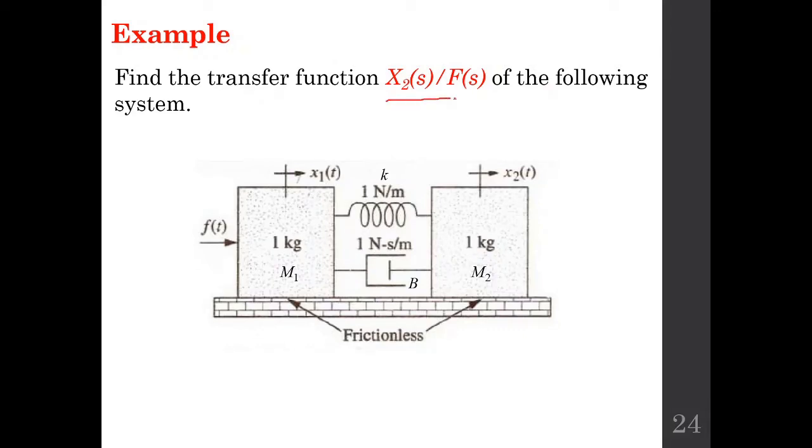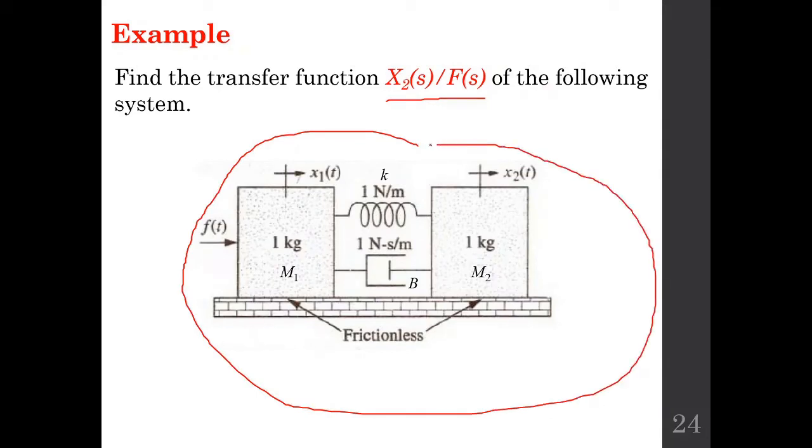You need to find out the transfer function x2 of s divided by F of s for this translational mechanical system. Okay, this is a frictionless surface, so there are no frictional forces acting by this surface on these two bodies m1 and m2. Keep in mind that m2 is equal to 1 kg and m1 is equal to 1 kg. So when you come up with the final form of the transfer function, you also have to put the values of m1, m2, b which is this, and k which is this, to come up with the final transfer function along with the numeric values.